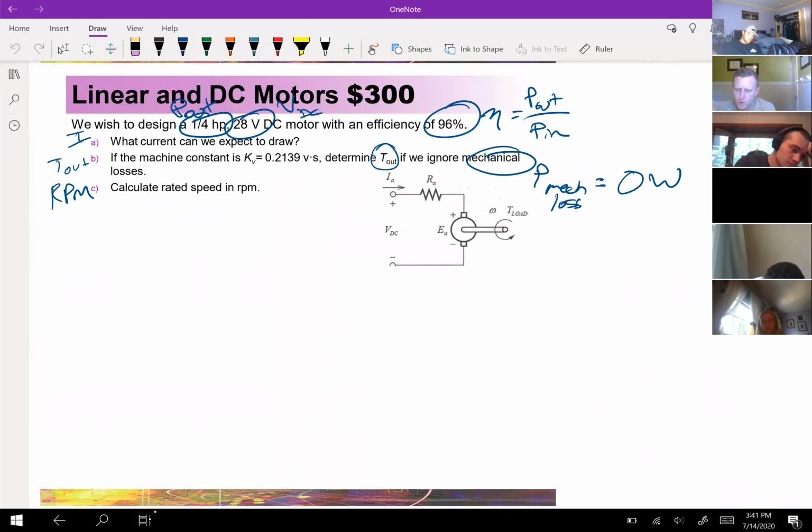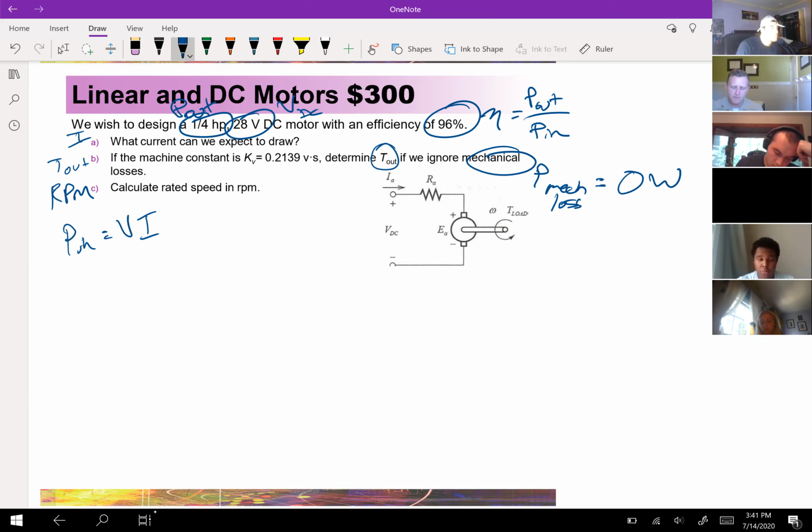Yeah, so it says what current can we expect to draw? The current is going to be this P in over V, I. And note on this, these are DC motors, so we're back to where it's just VI. There's no complex power, there's no apparent power, there's no reactive power. It's just P equals VI. I have V, I need I. How can I get P in?